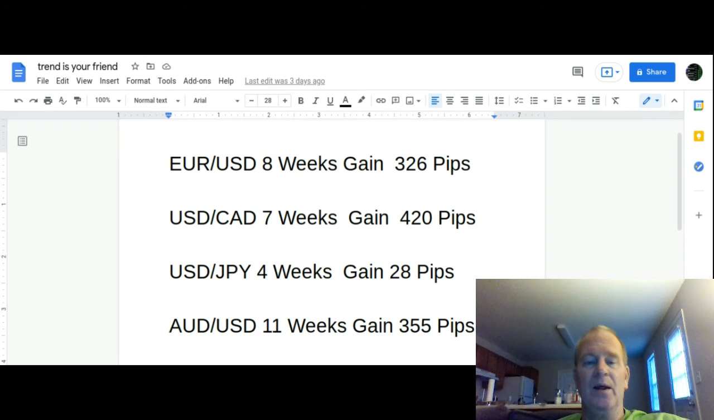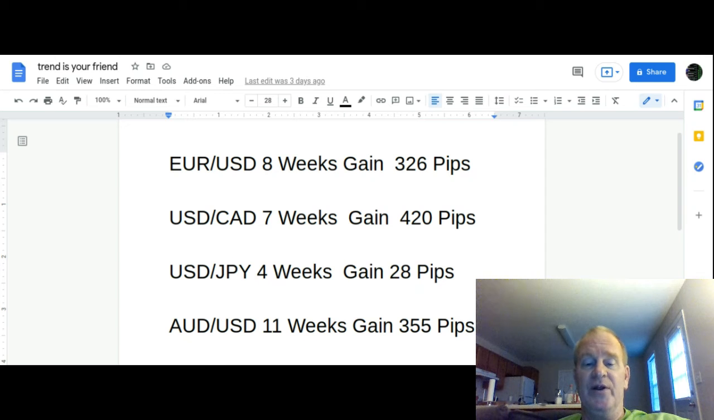Real good. The U.S. Canadian has been in a 7-week trend for 420 pips. The U.S. Japanese yen has been 4 weeks, only 28 pips. It's kind of moved down kind of slow. But anyway, 28 pips is better than losing money. And the Australian U.S. dollar has been an 11-week trend for 355 pips.